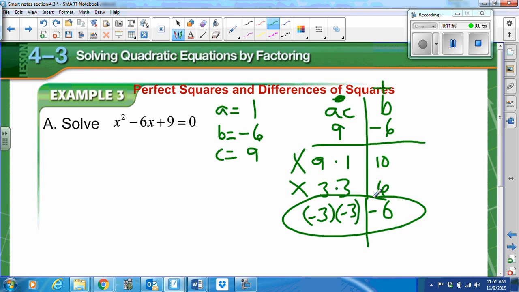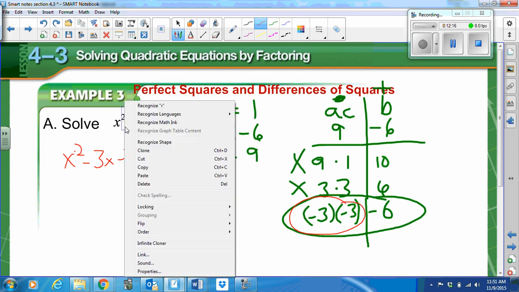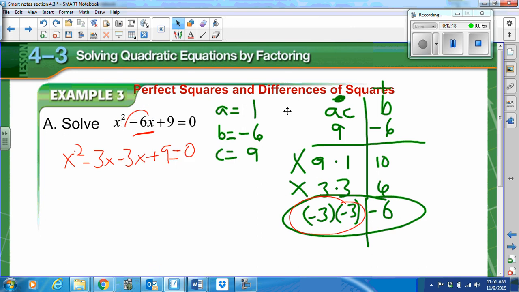Now what you're doing is you're taking this -3 and -3, and that's how you're breaking up your linear term. So we're rewriting this equation as x squared minus 3x minus 3x plus 9 equals 0. I haven't changed the value of that left-hand side at all. All I did was break down this -6x into -3x minus 3x.